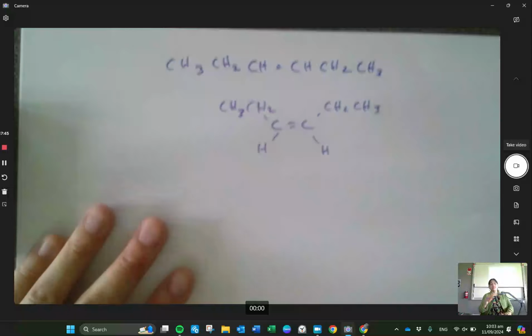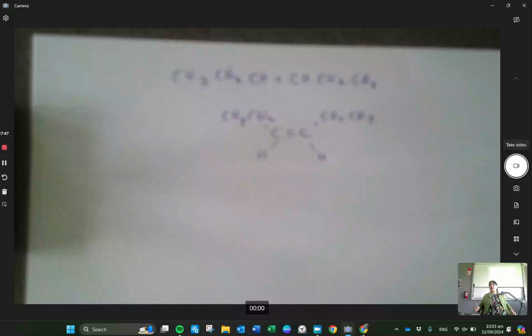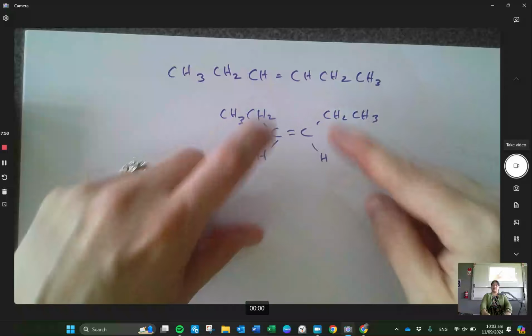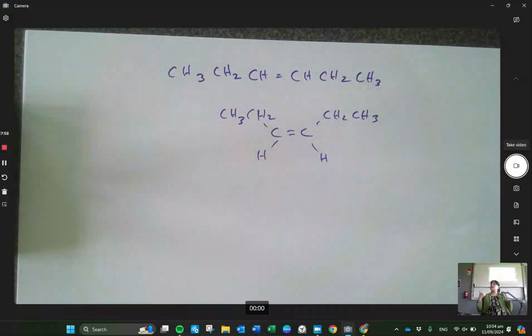That's another way to look at it. All right, so again, another geometric isomer question. Can this one form geometric isomers? Yes or no? Yes, it can. Because you see how the carbons involved in the double bond have two different things attached to it? So that one does form it.